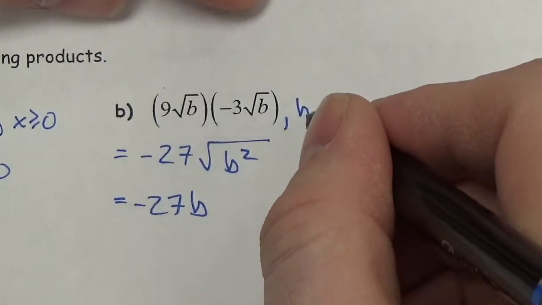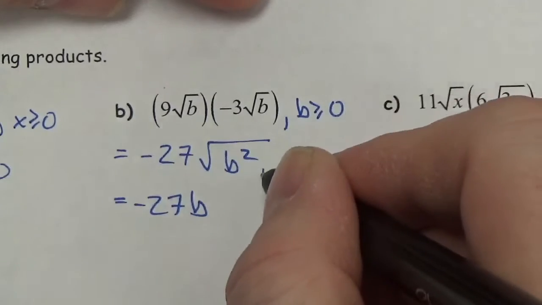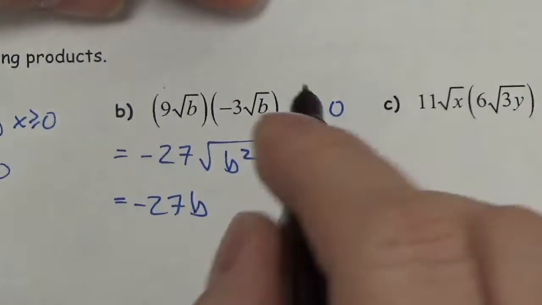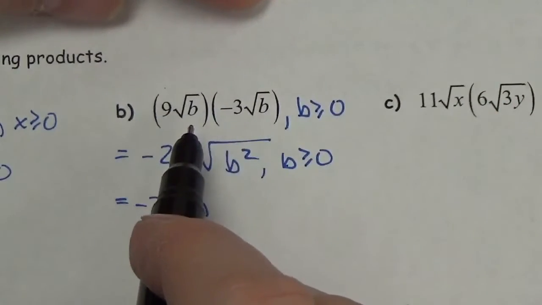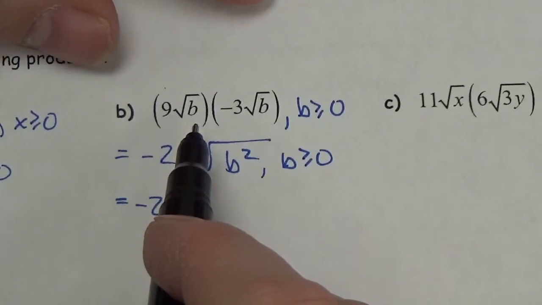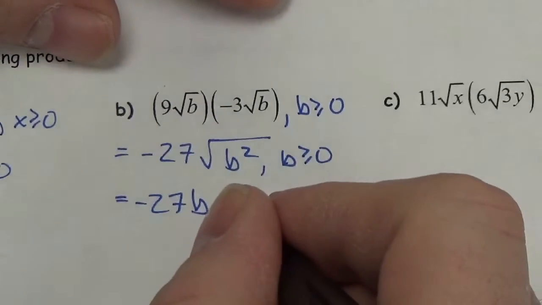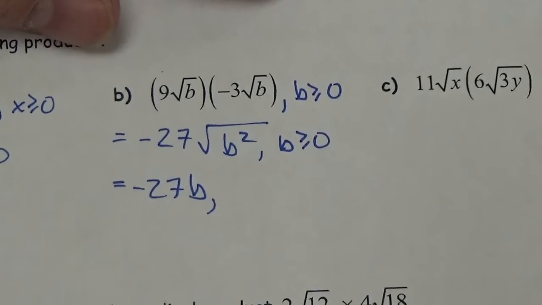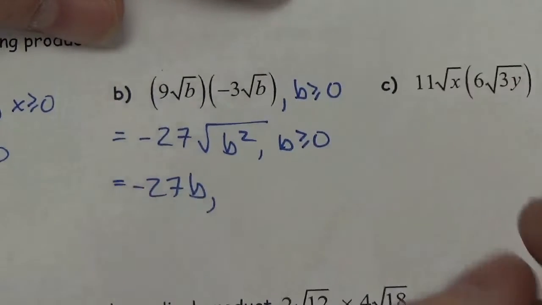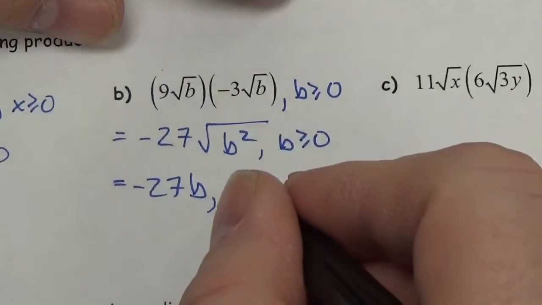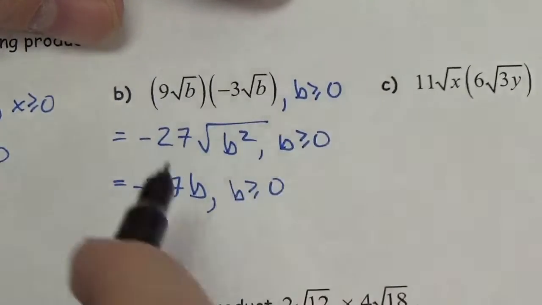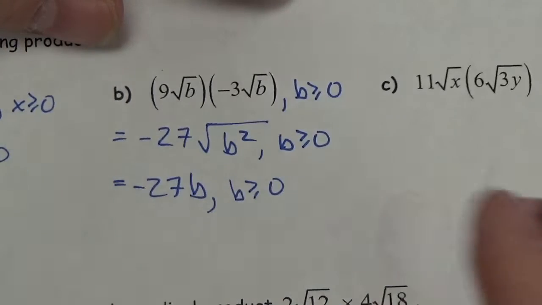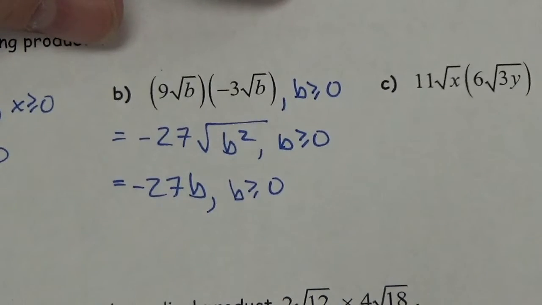But even up here, there's this restriction that b has to be greater than or equal to 0, because I don't want to be taking the square root of a negative. Now, it's not that the square root of a negative is undefined. Actually, it turns out it's quite well defined, but it's a non-real number. So we're just going to stick with real values here. So my answer here is going to be negative 27b, but I have to state that b has to be greater than or equal to 0 for that to work.